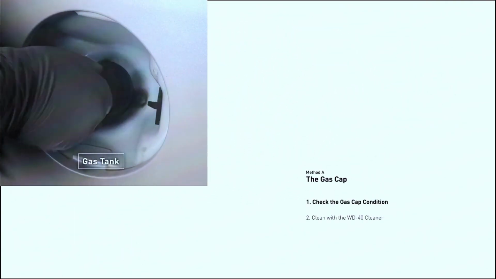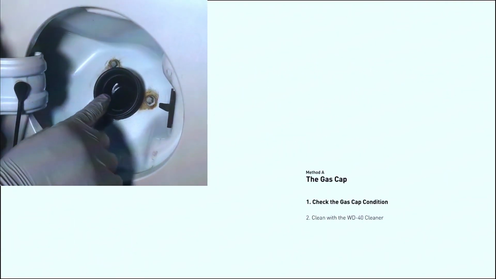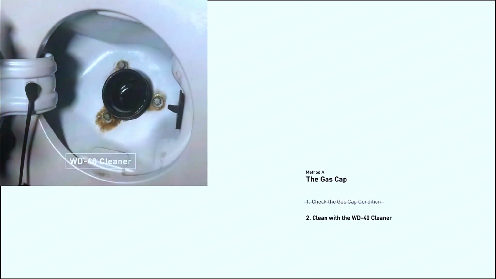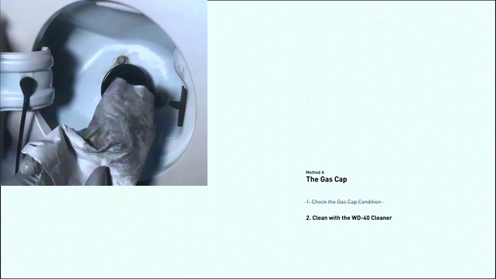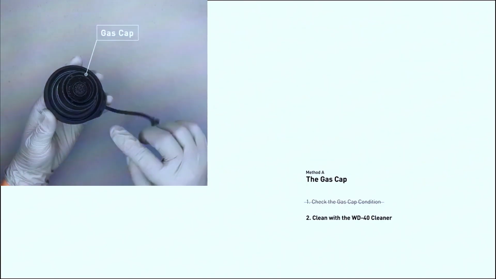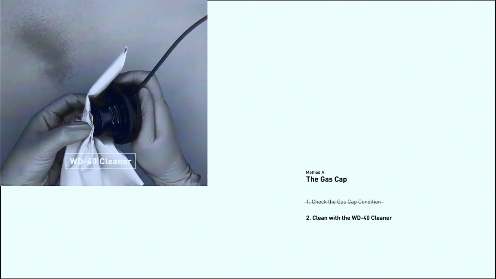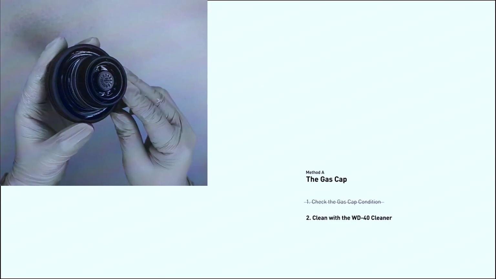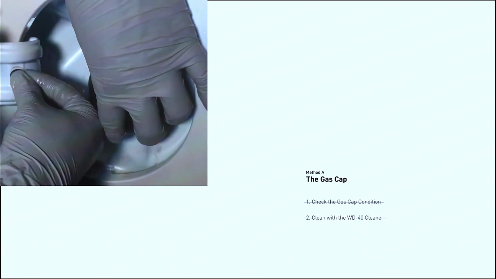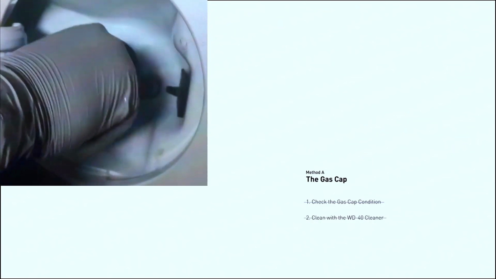If your P0452 code is due to a sticky gas cap latch mechanism, a very small spray of WD-40 around the hinge can help loosen it up. Just be sure to wipe away any excess so it doesn't attract dirt. Replace the gas cap. If the gas cap was the culprit, replacing it is a simple and inexpensive fix.